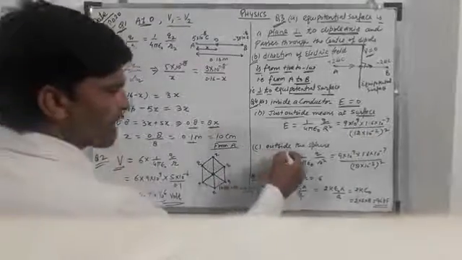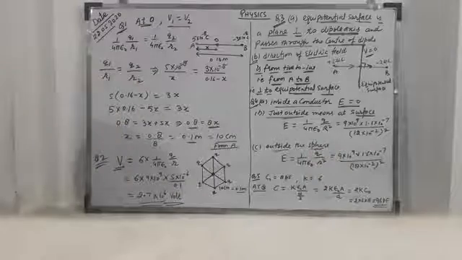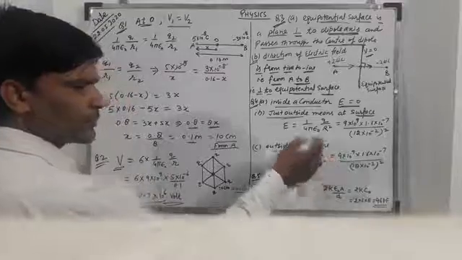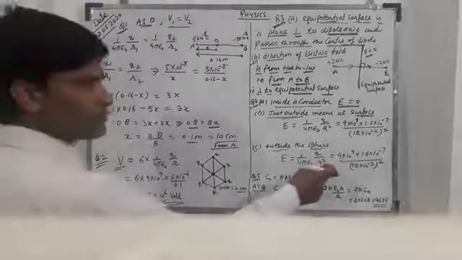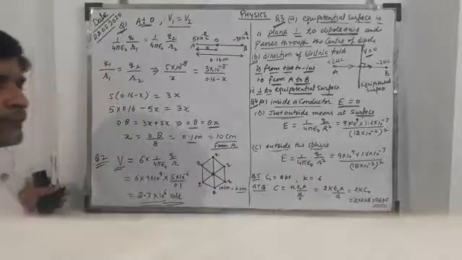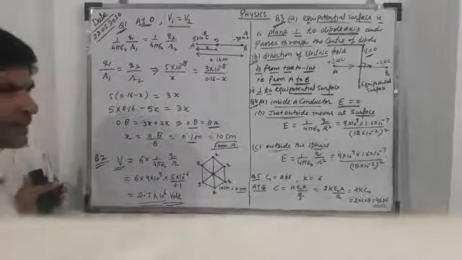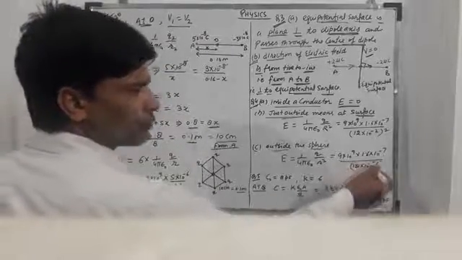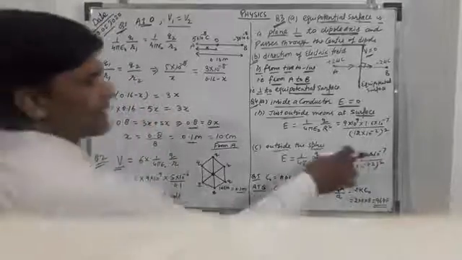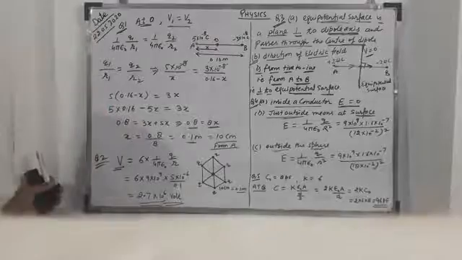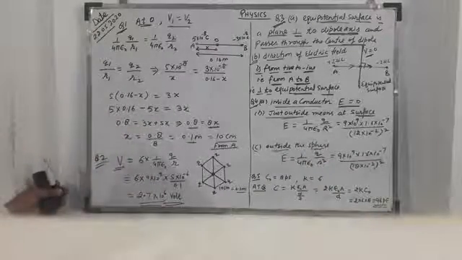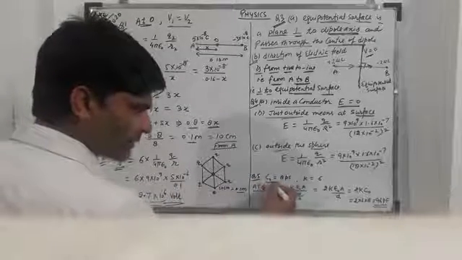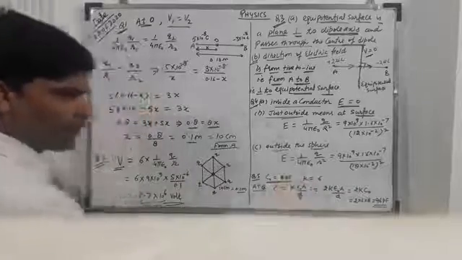For outside the sphere, the formula is E is equal to 1 upon 4 pi epsilon naught Q upon r square. Here small r is the distance from the center of the sphere, that is 18 into 10 to the power minus 2 meter. By calculating you will get the answer. The calculation is yours. In question number 5, the question says that there is a capacitor of value 8 picofarad.